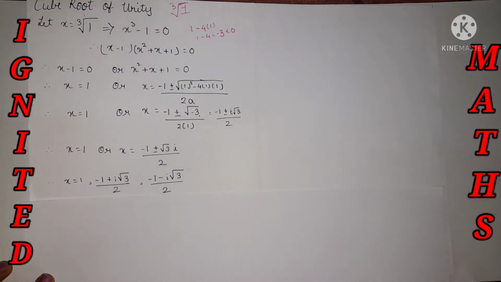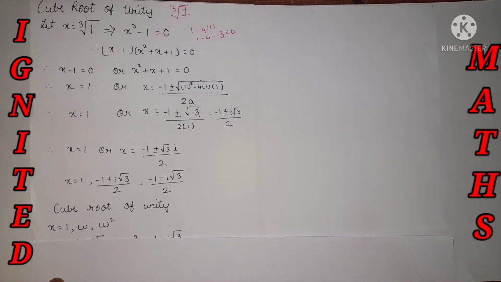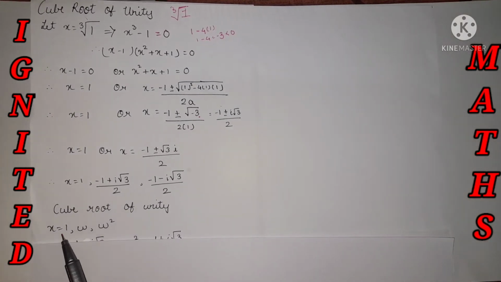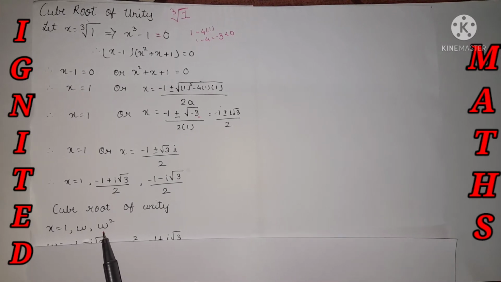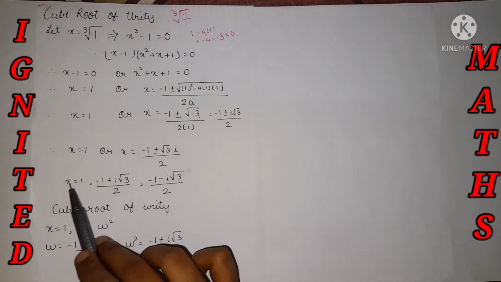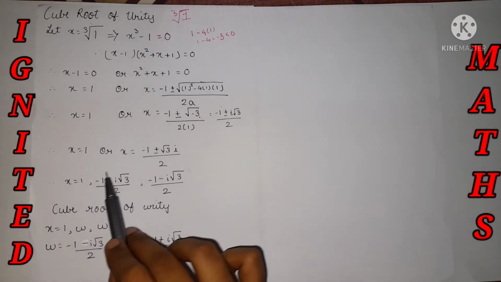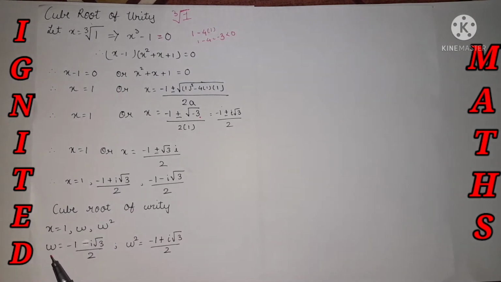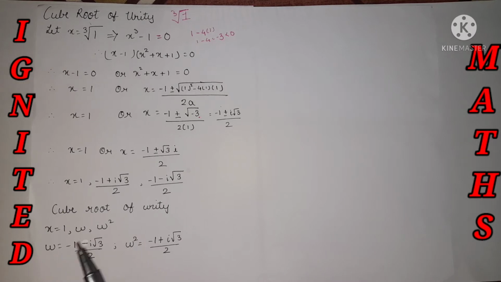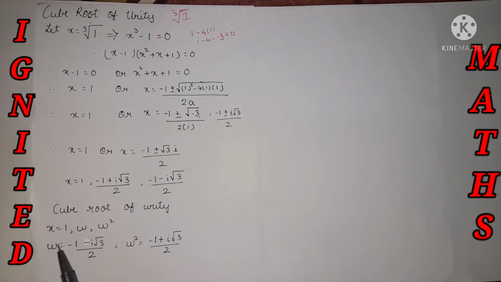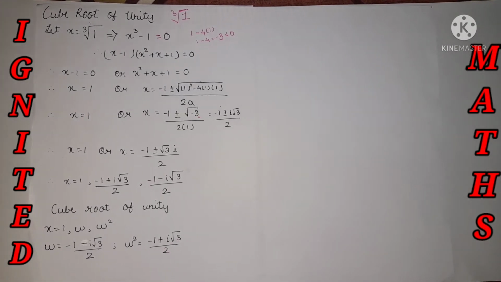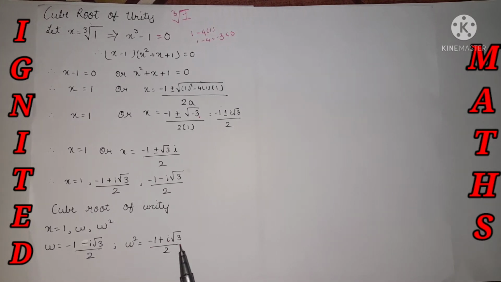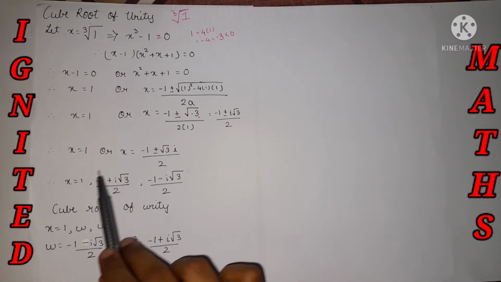Now let's put the values. This cube root of unity now comes out as x is equal to 1, omega, omega square, in which x is equal to 1 we have already done with. This value I'm going to take as omega: minus 1 minus i root 3 divided by 2. Now if I square this omega, I will get the answer as omega square, minus 1 plus i root 3 divided by 2. It's nothing but this value.